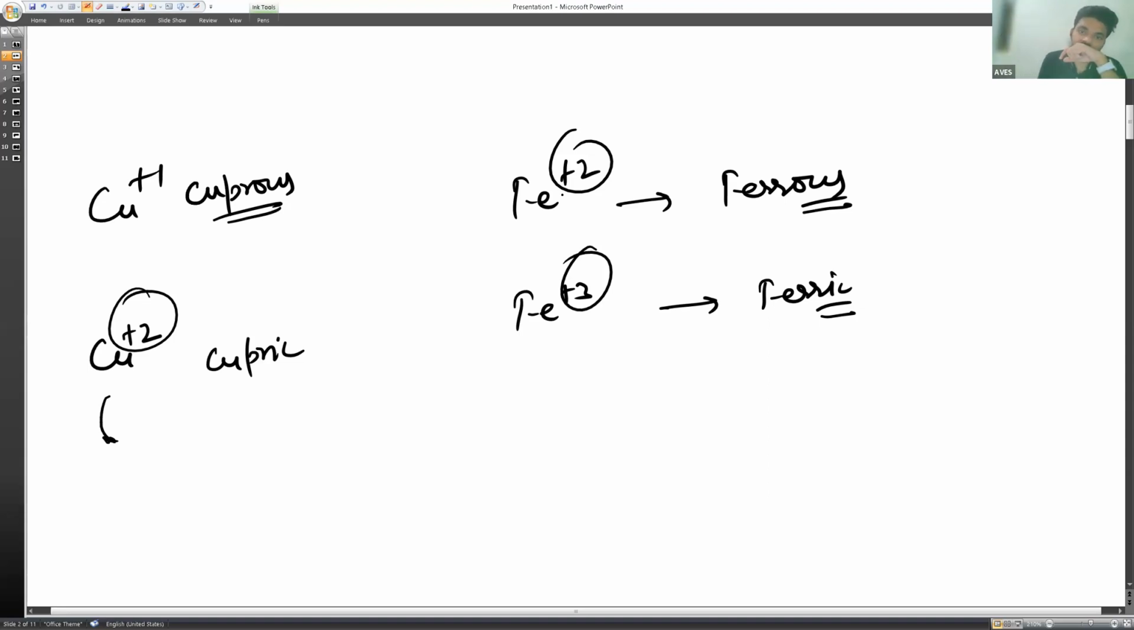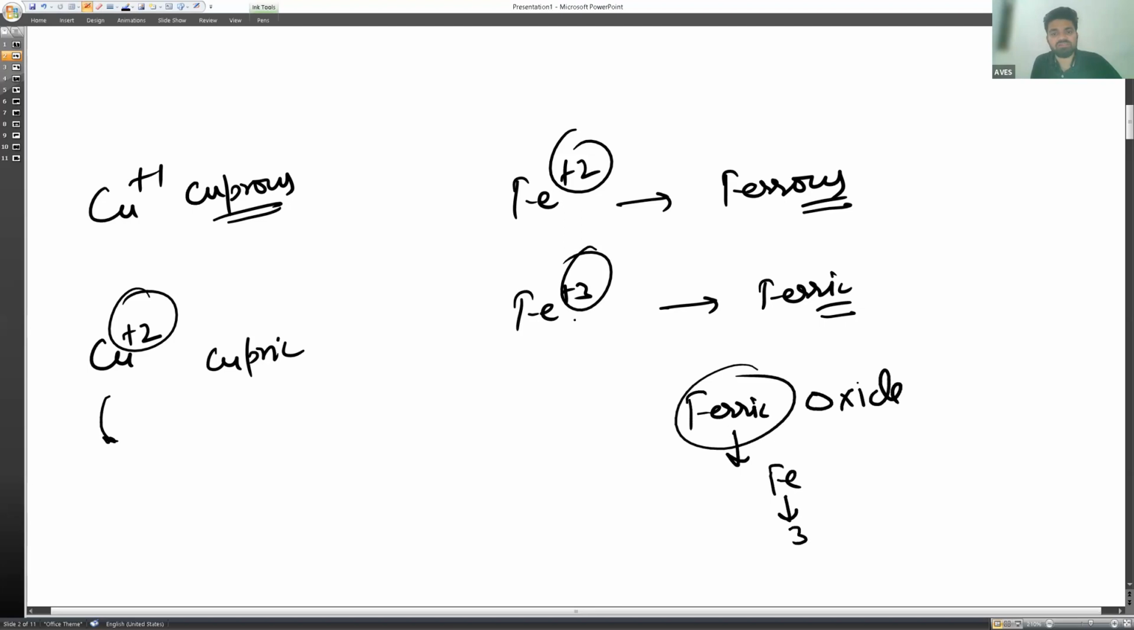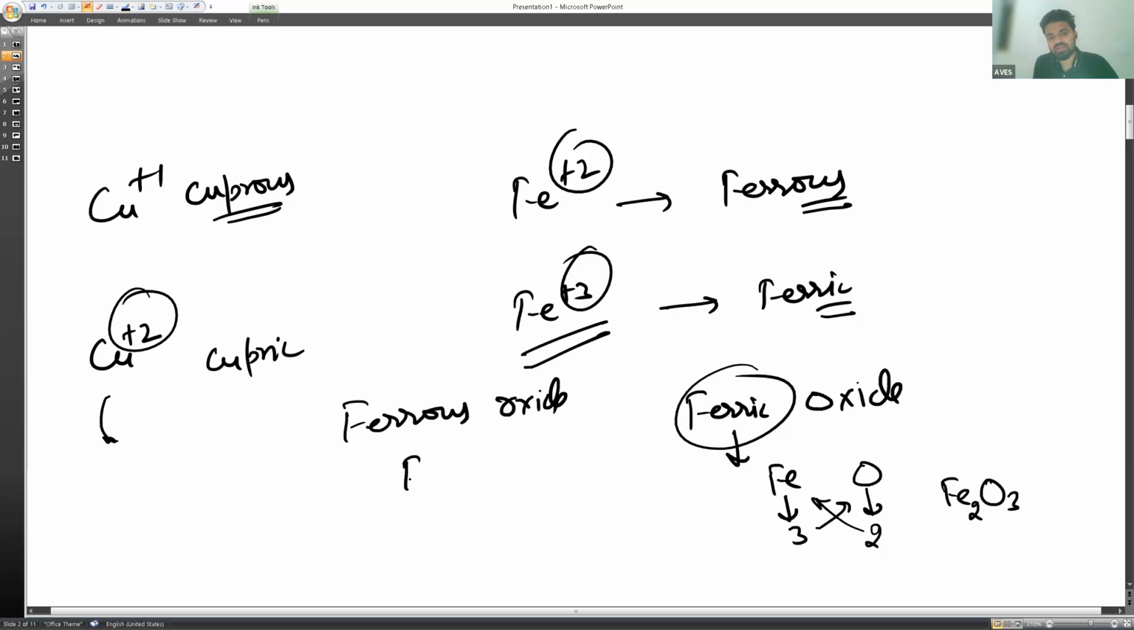For example, if it says write the formula of ferric oxide, you take Fe as 3 valency, because ic means 3 here in Fe, and oxide is 2. You cross multiply and you get Fe2O3. And if it says ferrous oxide, iron valency is 2 and oxide valency is also 2. You cancel and we get FeO.